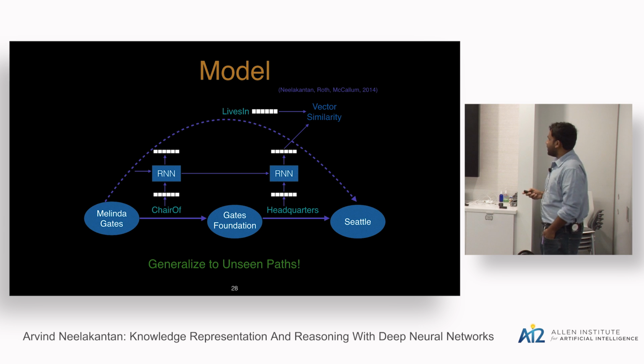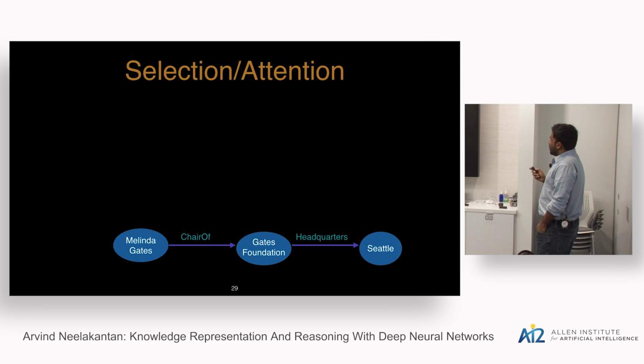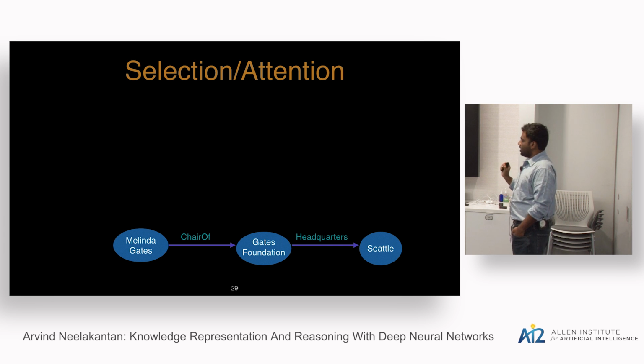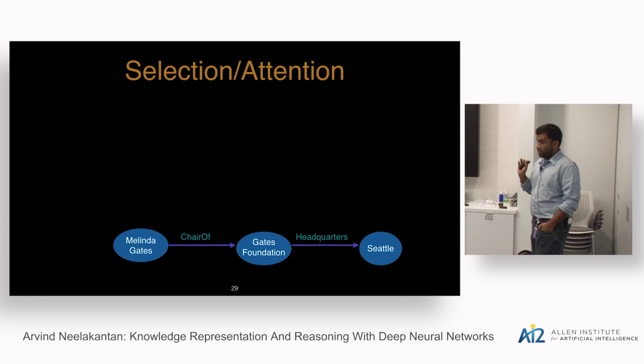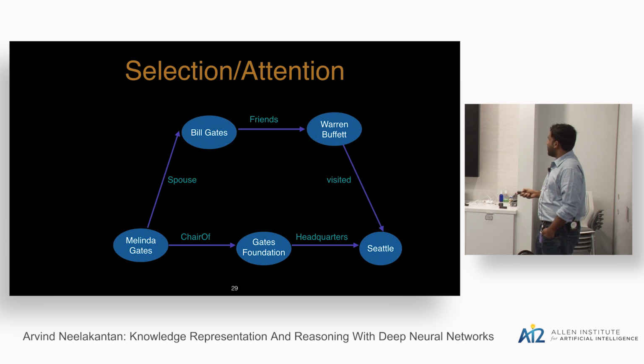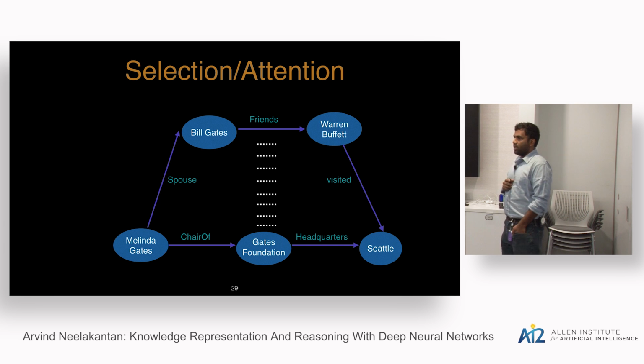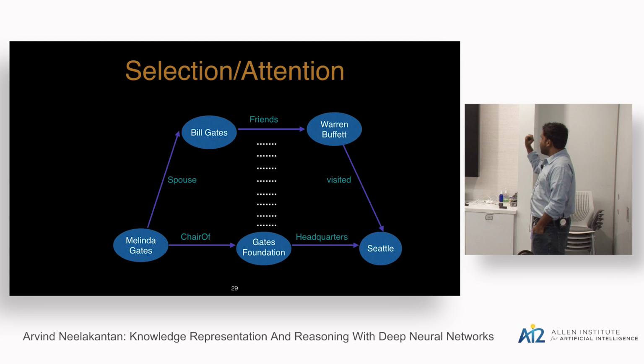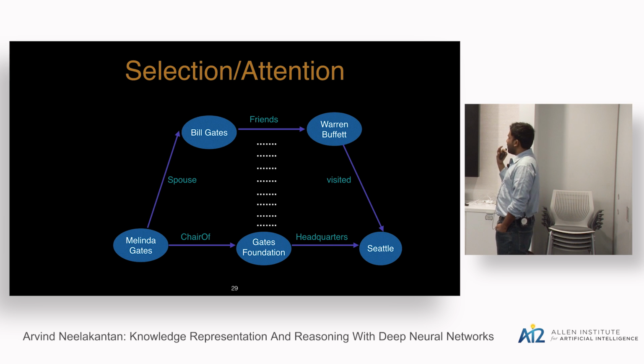Okay, and one detail that makes this task not that straightforward to apply RNNs is the fact that there is not one path connecting an entity pair. There are actually many paths connecting the entity pairs. During training, we do not know which path is actually responsible for making a prediction. So this requires some kind of selection or attention mechanism.